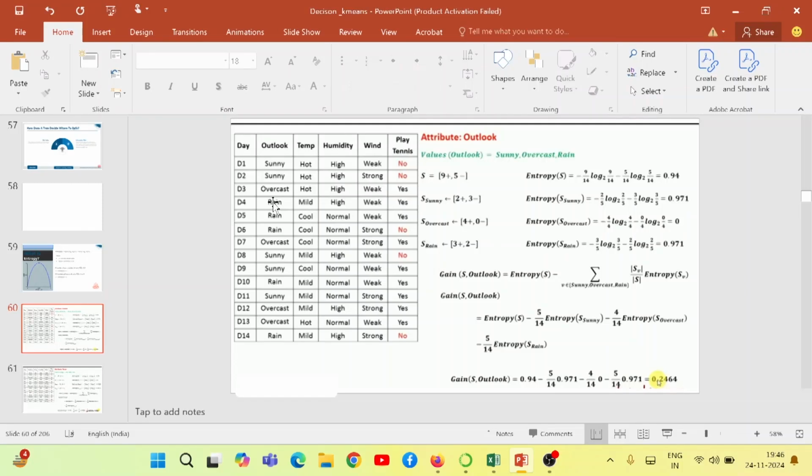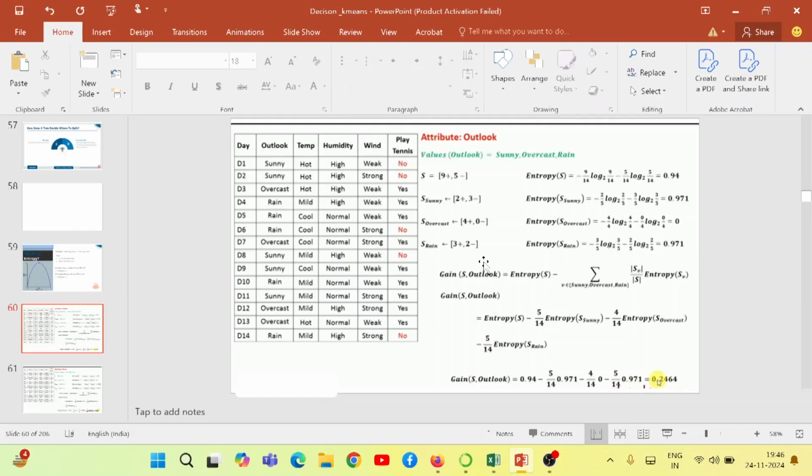Similarly, for the rain situation, we have 5 rain values in this outlook column. In this rain situation, 3 times we are able to play the match and 2 times we are unable to play the match. With this information we have calculated the entropy, and the value is coming as 0.971.